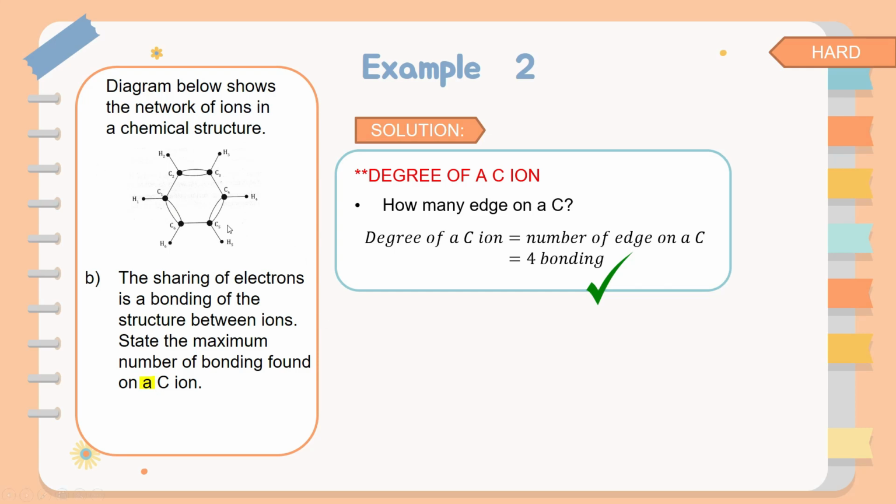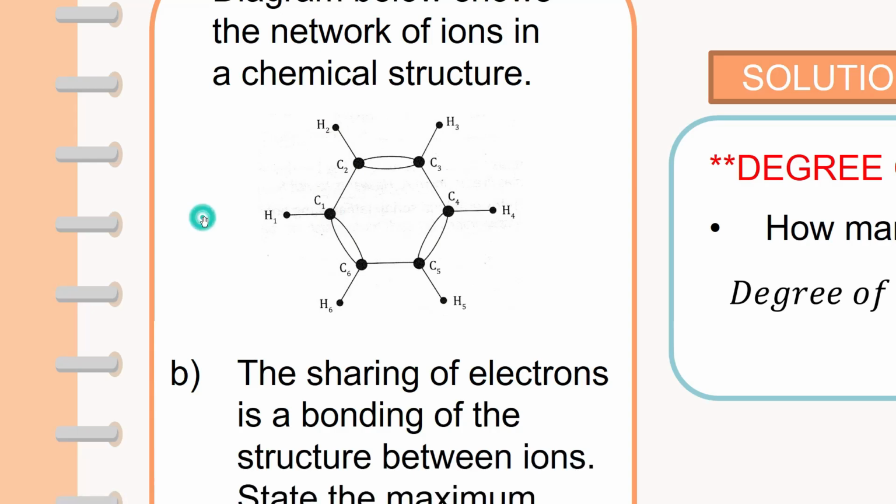Okay, soalan ni dia tanya, state the maximum number of bonding found on a carbon ion. This big capital letter C is carbon. Soalan minta berapa bilangan bonding yang ada pada satu carbon ion ni. Okay, saya zoomkan graf ni. Dari graf ni ada 6 karbon. Kalau kita tengok karbon C1 ni, dia ada 4 H.